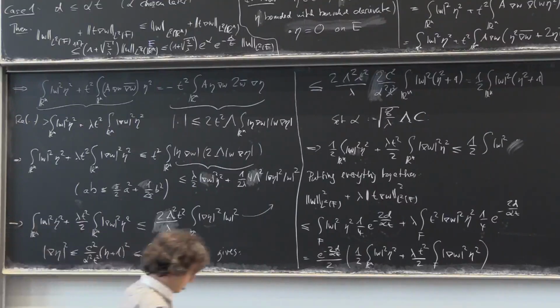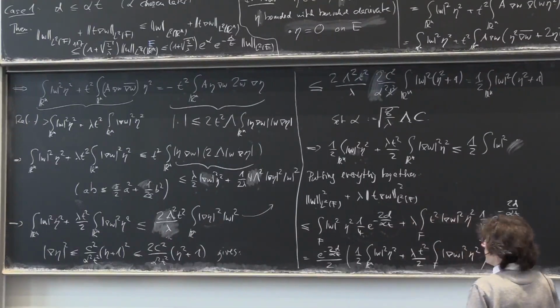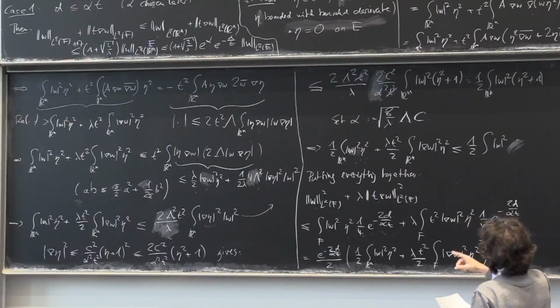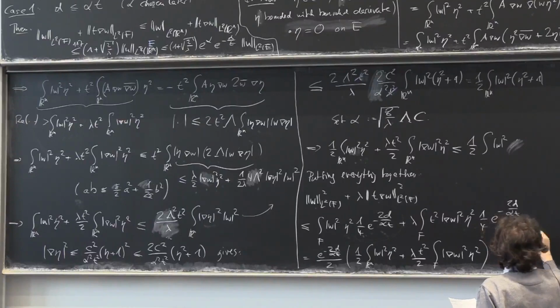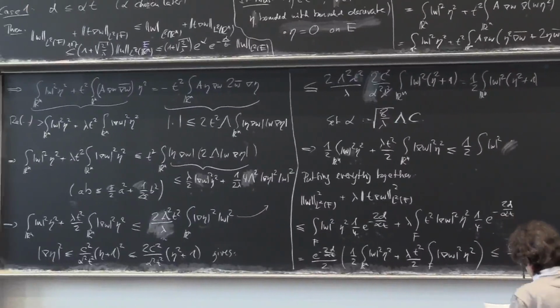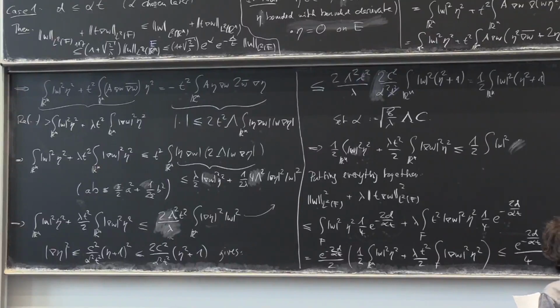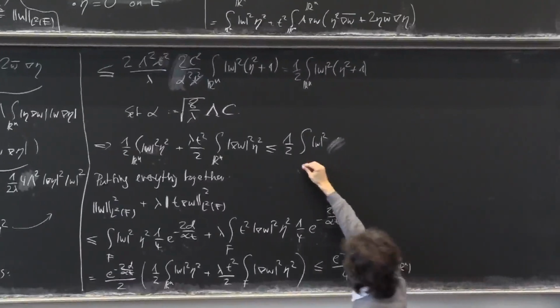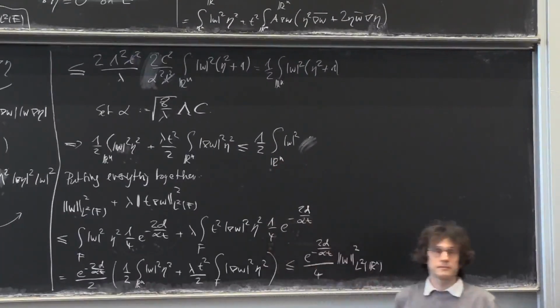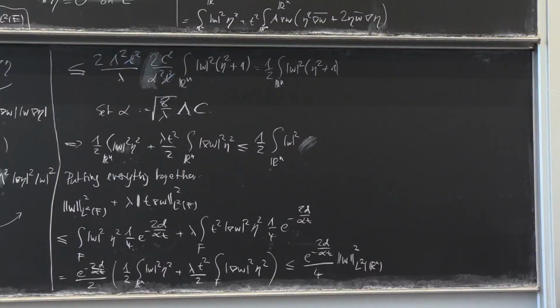So this can be estimated by the prefactor there. We have a 1/2 here, we have a 1/2 there, so this is e to the minus 2d over alpha t over 4 times the L2 norm on Rn of W, squared. Okay, this already looks good. We do not need the L2 norm of W here. We need here the L2 norm of U on E to have our off-diagonal estimates.